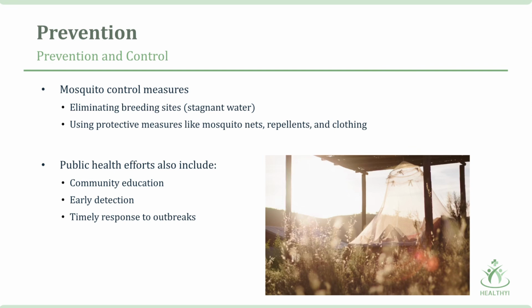Public health efforts are also critical to controlling dengue fever. Community education plays an important role in raising awareness of dengue prevention and control measures. By educating individuals on symptom recognition and preventive measures, we can reduce the impact of dengue outbreaks. Early detection is another important aspect of public health efforts. Timely identification of dengue cases allows for prompt intervention and appropriate treatment. This helps to prevent further transmission and serious complications.